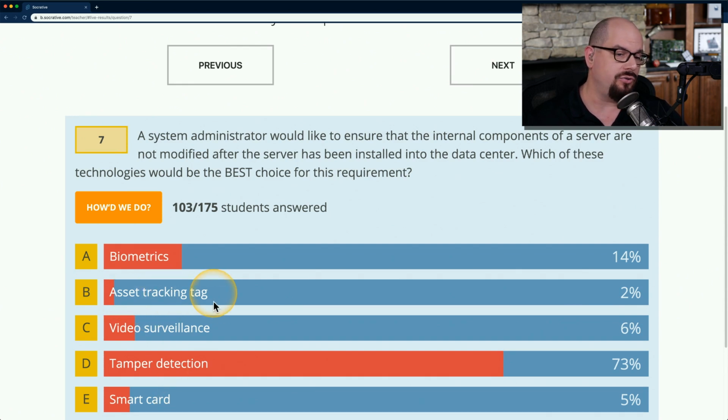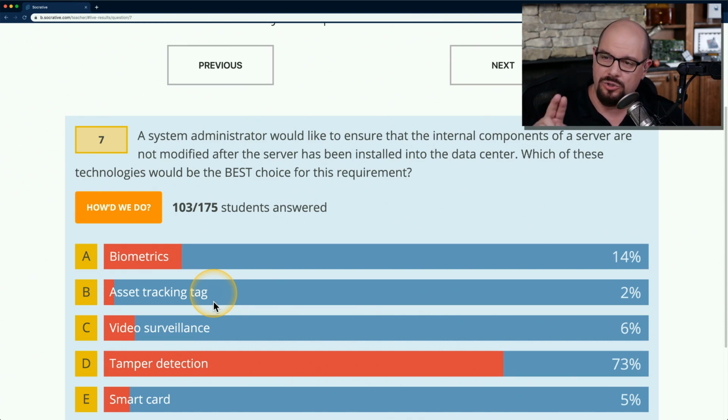Asset tracking tag. These are tags that go on the outside of a device that allow you to know where that device is. So hopefully when it was installed into the data center, your database got the asset tracking tag. This server has a tag on it. The number on the tag is number 7. In our database, number 7 is in the data center. Now, if somebody goes into that server, takes some memory out of it, and closes the server back up, the asset tracking tag doesn't change. It's still server number 7. That has no way to inform us that anything has been modified on the inside of that server. It's only a way to track where that server happens to be.